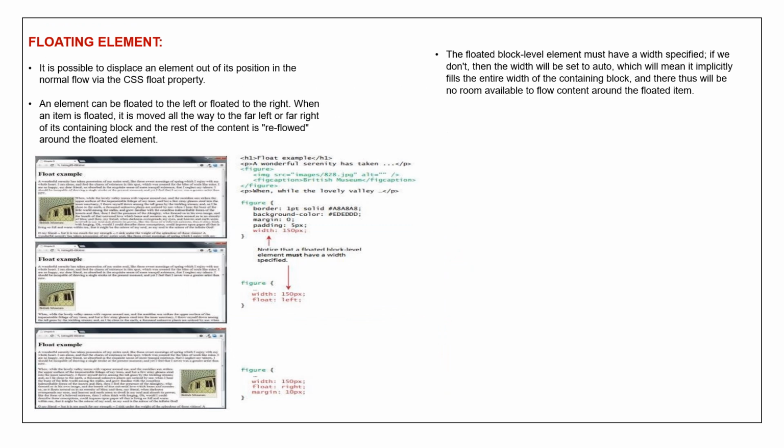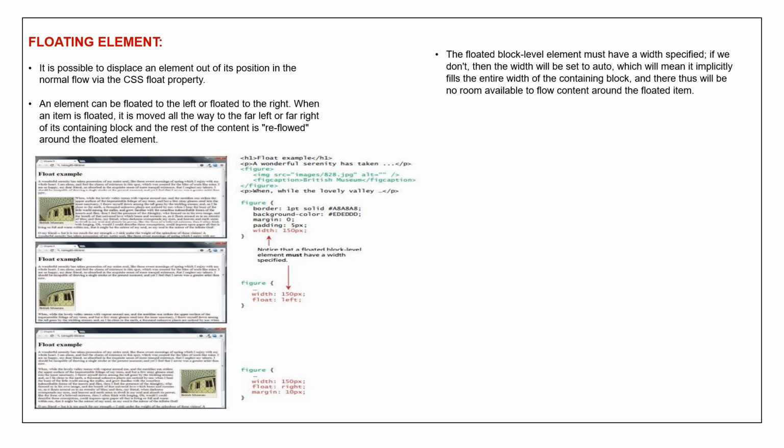Floating elements. It is possible to display an element out of its position in the normal flow via the CSS float property. An element can be floated to the left or floated to the right. When an item is floated, it is moved all the way to the far left or far right of its containing block, and the rest of the content is reflowed around the floated element.